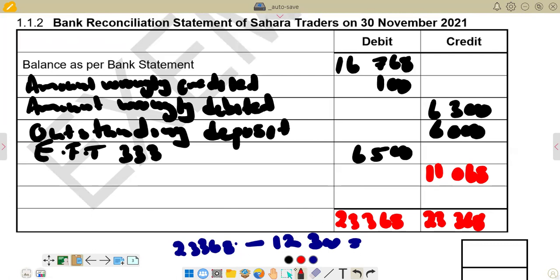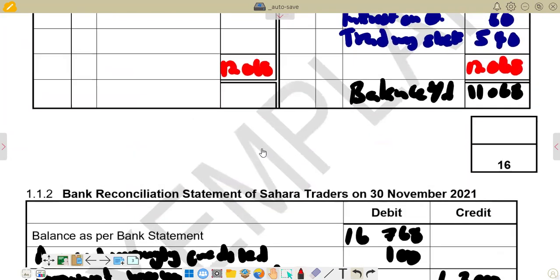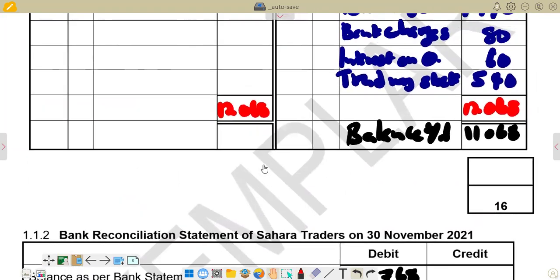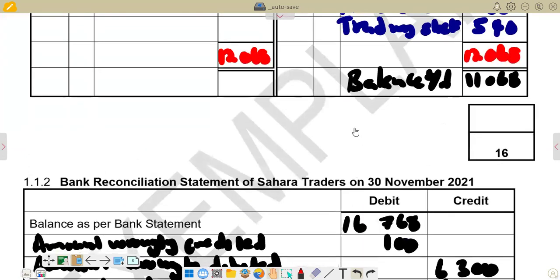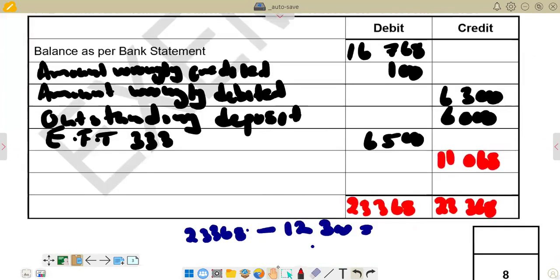So we come back to our bank account. Just check again 11,068. Remember these balances should be the same. So this is a credit balance which we are having with the bank account. So here we're just going to give that description: credit balance is the bank account.